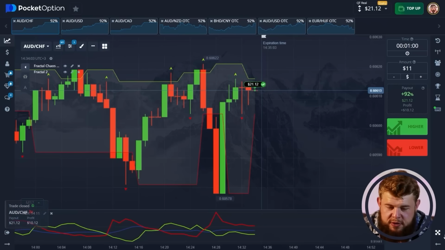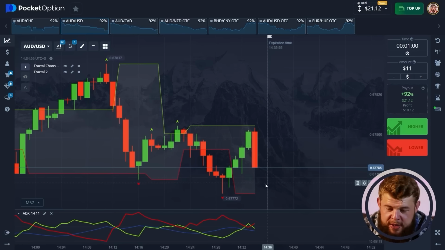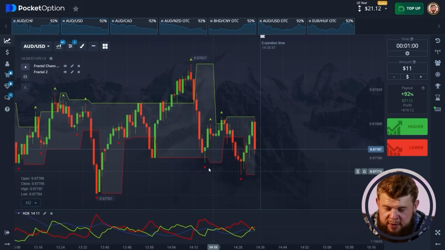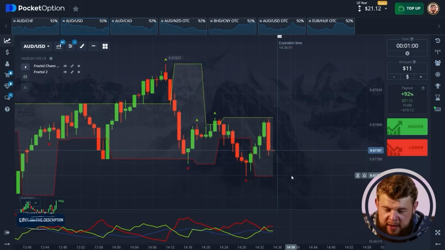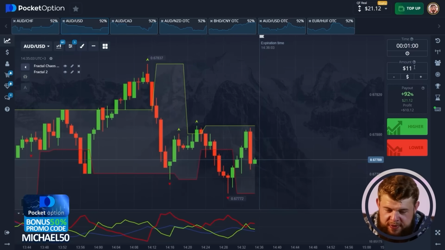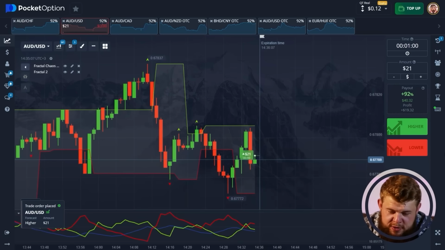So fine, the first trade is closed and we have 21 bucks on the account. Let me check AUD USD. Okay, so this is almost the same kind of scenario that we had in the previous trade. We had a head and shoulders pattern previously, but it failed to perform. So that's why we're once again moving in the flat channel.